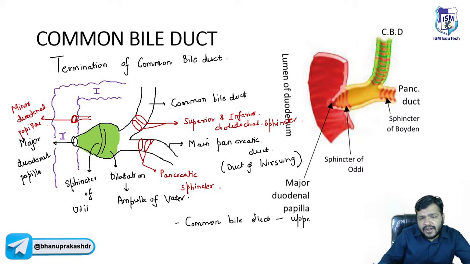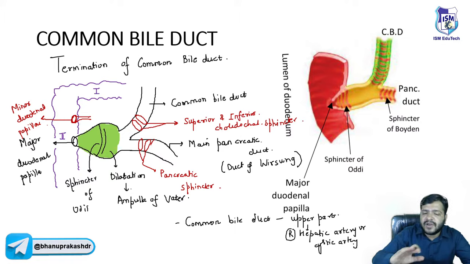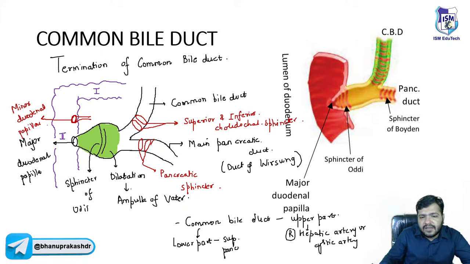The upper part, I have already told you in the diagram itself. For the upper part, we have the right hepatic artery or the cystic artery. Branches from the right hepatic and cystic artery can also supply the upper part. The lower part is something you have to remember. The lower part, beta, is supplied by the superior pancreaticoduodenal artery.